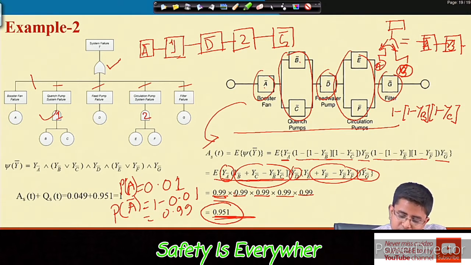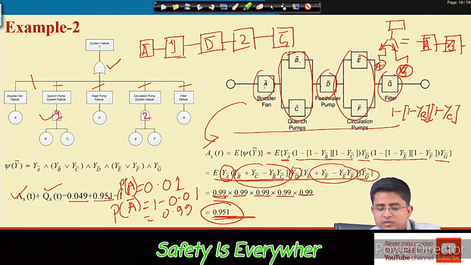So, from this we can show that my availability is 0.951 and my unavailability is 0.049. So, if we add those two, we will get 1. So, we can show here that availability plus unavailability is always 1. So, in this way you can calculate the unavailability portion.